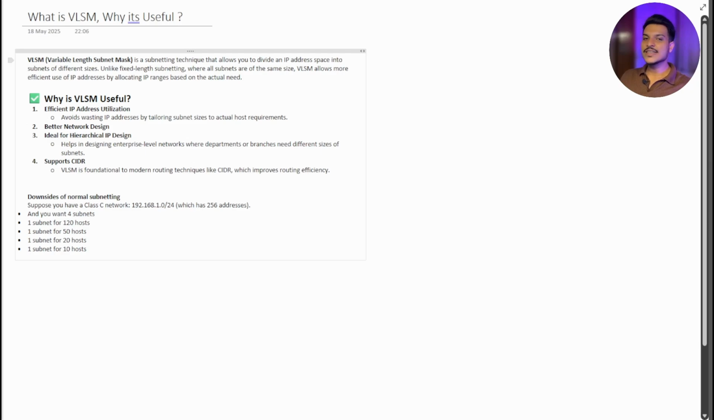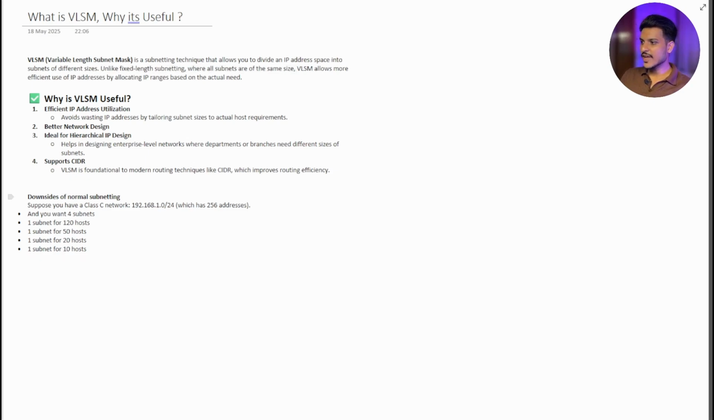First, let's see what it says. VLSM, also known as Variable Length Subnet Mask, is a subnetting technique that allows you to divide an IP address space into subnets of different sizes, unlike fixed length subnetting where all subnets are of the same size. So what exactly does this mean?